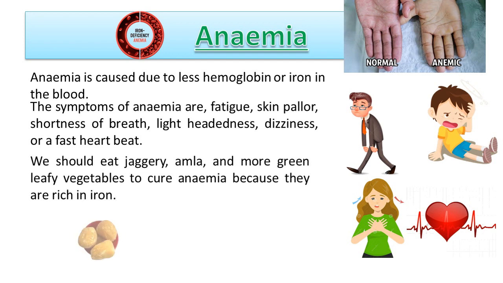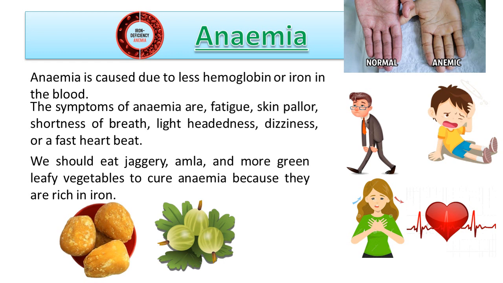We should eat jaggery, amla, and more green leafy vegetables to cure anemia because they are rich in iron. So, to improve the content of hemoglobin in our blood, we have to include jaggery, amla, and green leafy vegetables in our daily food, because in these items the content of iron is more than in any other food items.